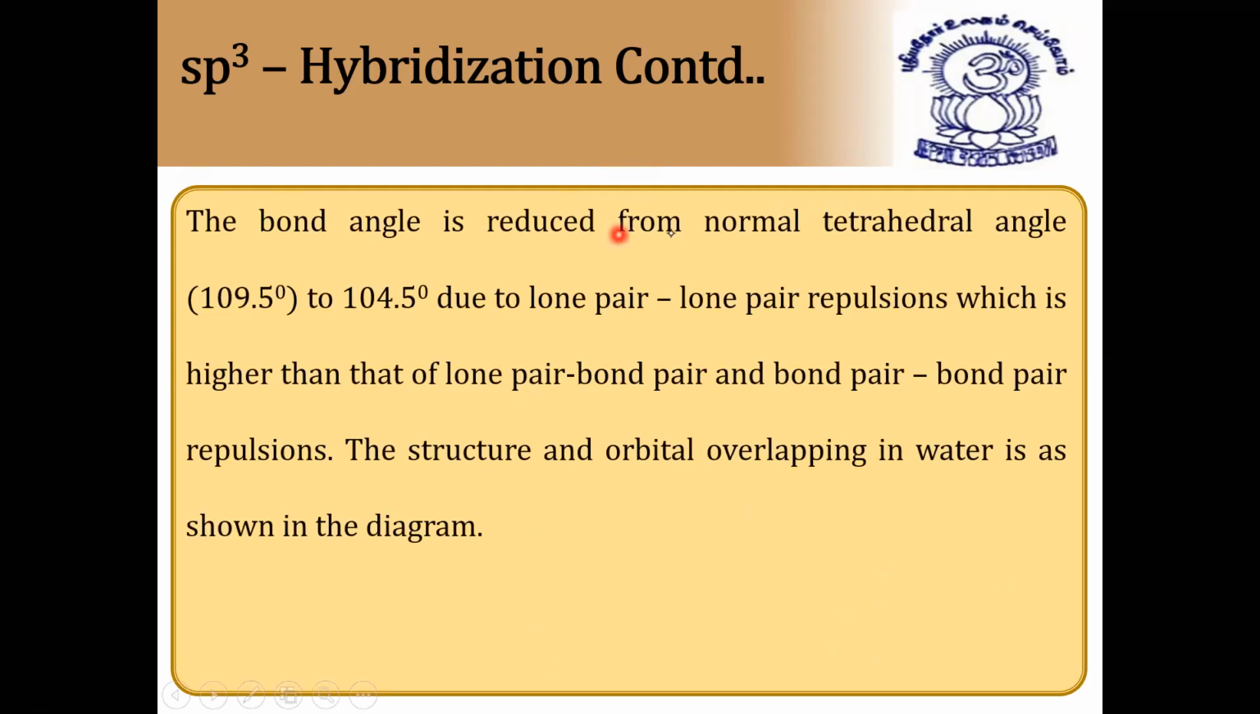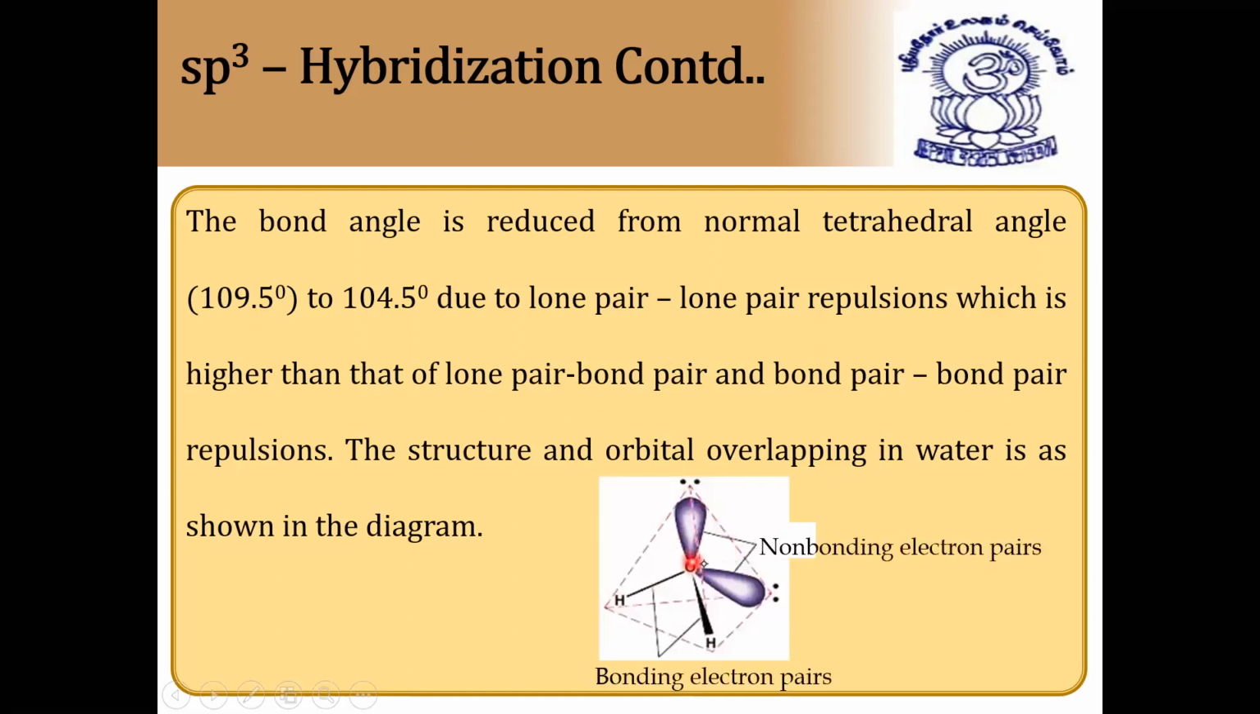The bond angle is reduced from the normal tetrahedral angle, that is 109.5 degrees, to 104.5 degrees due to lone pair repulsions, which are higher than lone pair-bond pair as well as bond pair-bond pair repulsions. So the structure of orbital overlapping in water is as shown in the diagram. There is a beautiful picture being shown to you. It has two lone pairs, non-bonding electron pairs, and two bonding electron pairs, due to which its shape is angular, not tetrahedral. Shape is what? Bent shape, not tetrahedral. I hope it is clear.